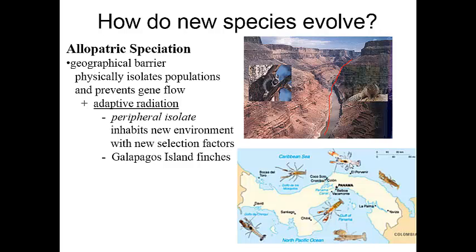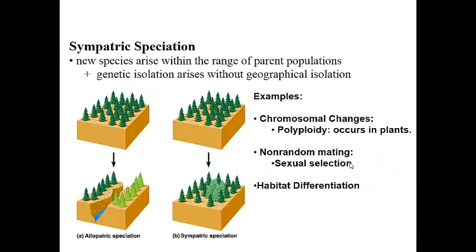We also saw adaptive radiation take place with Darwin's finches on the Galapagos Islands. One ancestral species of finch diverged into many new species on all the different Galapagos Islands. Allopatric speciation is the major way that new species are formed.